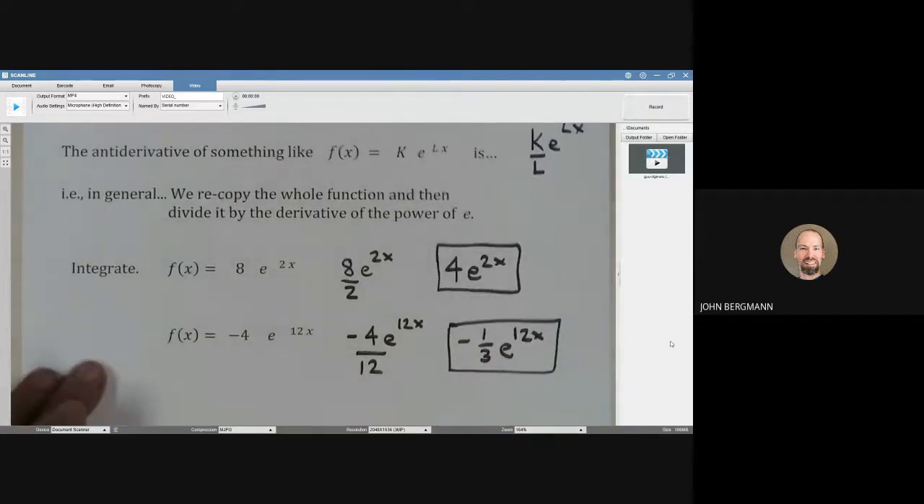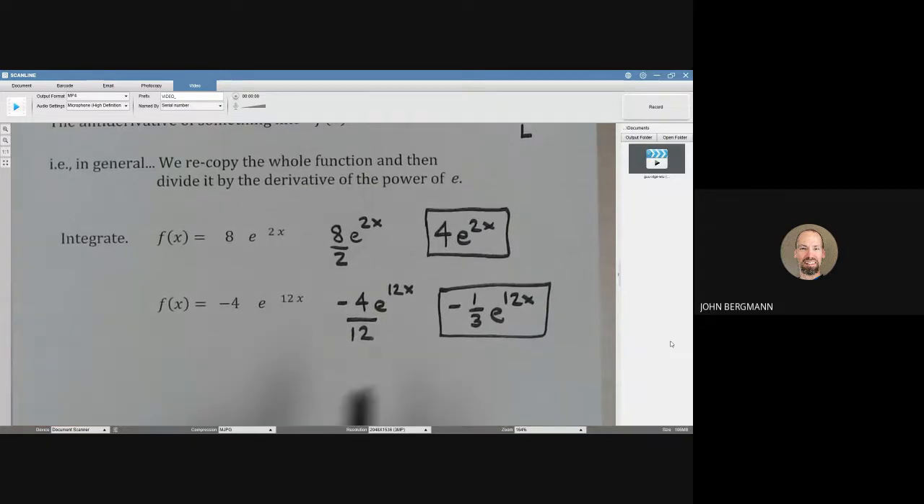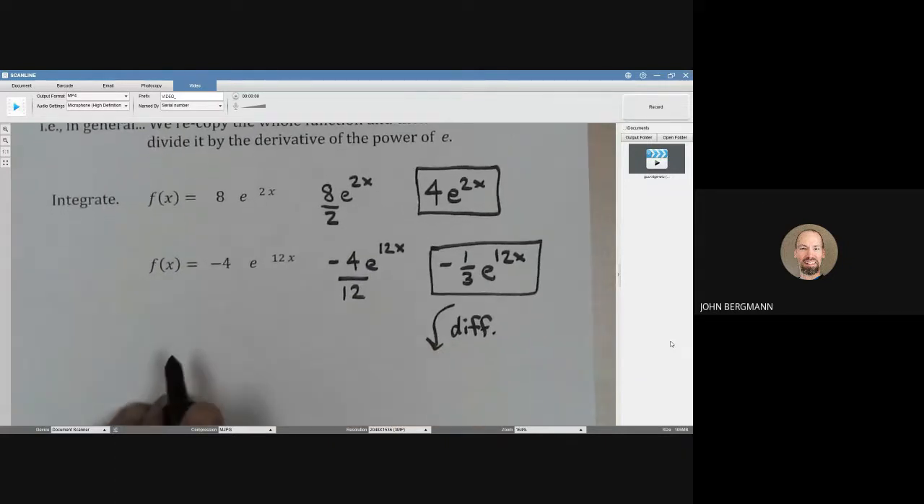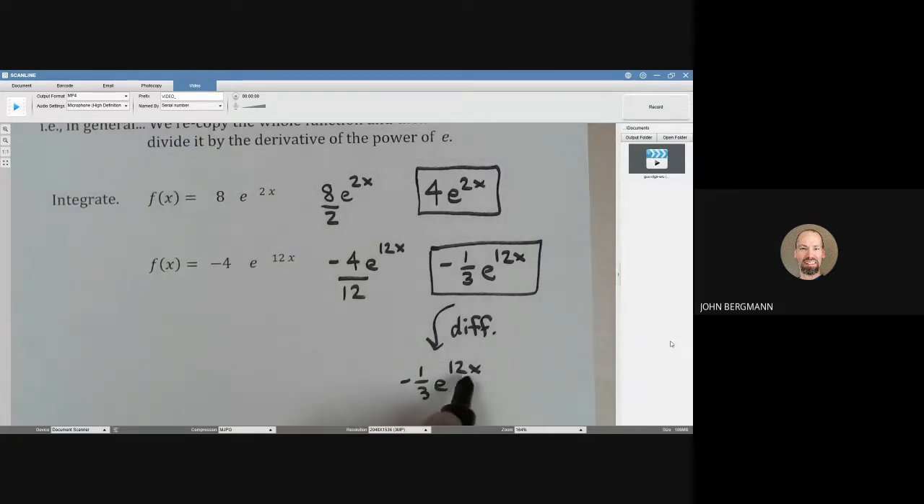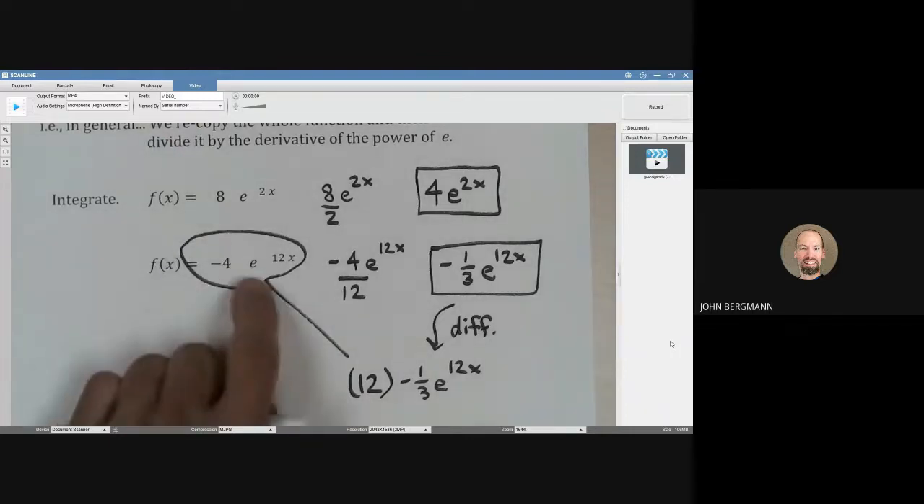Just for fun, let's differentiate this last one and see if we're okay. Remember, when we differentiate things with e in it, we rewrite the whole function. Let me do that. And then we multiply by the derivative of the power on e. So I now have to multiply by 12. What does that give us? Negative 4e to the 12x. Look at that. Boom, right there. See? Negative 4e to the 12x.